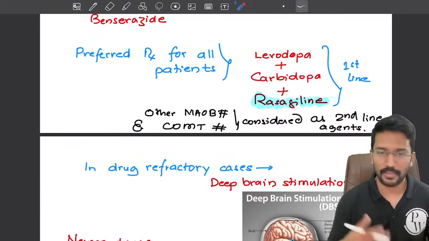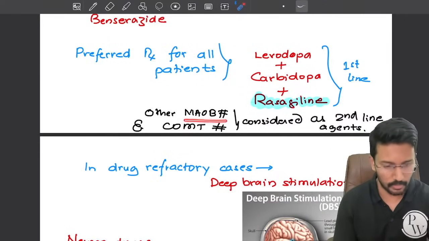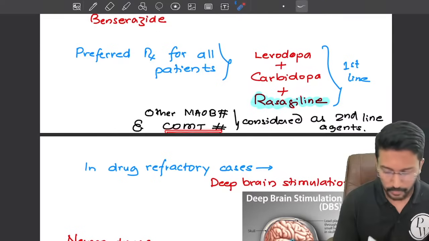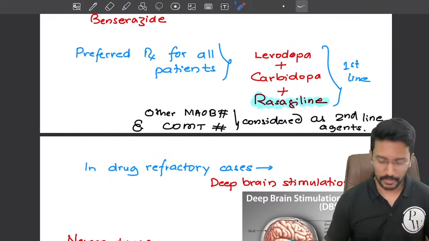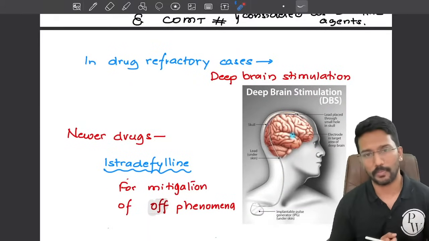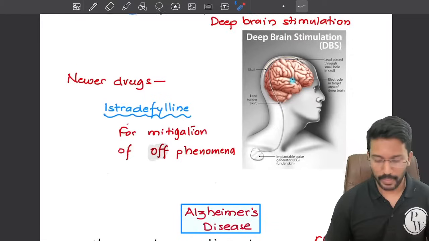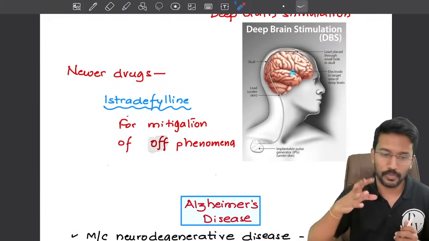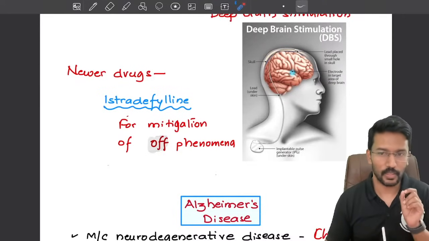If patient is not responding to these medications, you have the choice of giving them monoamine oxidase B inhibitor, or you can also think of COMT inhibitors as the second line agents. Now in those patients who are refractory to medications, you're not able to control their symptoms with medications, we can do a procedure called as deep brain stimulation or DBS, where we put an electrode into the brain and continuously keep stimulating it. Okay.